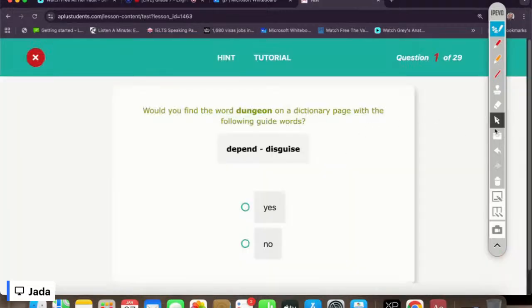So let's move on to the test and you share your answers. So would you find the word dungeon on the dictionary page with the following guide words depend to disguise? Yes or no?